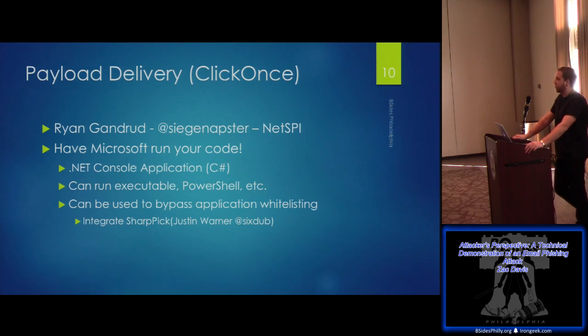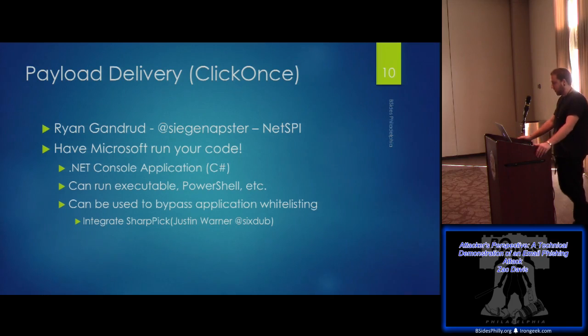What's awesome about ClickOnce is you're running within the context of a trusted Microsoft binary. So any code that you feed through it is going to be running in that trusted space, and a lot of times application whitelisting solutions will be bypassed. So a couple different things you can do. What I'm going to be doing is just running a straight PowerShell command. So my C# is basically just going to open up a command prompt and execute a command for me. But there's other cooler things you can do.